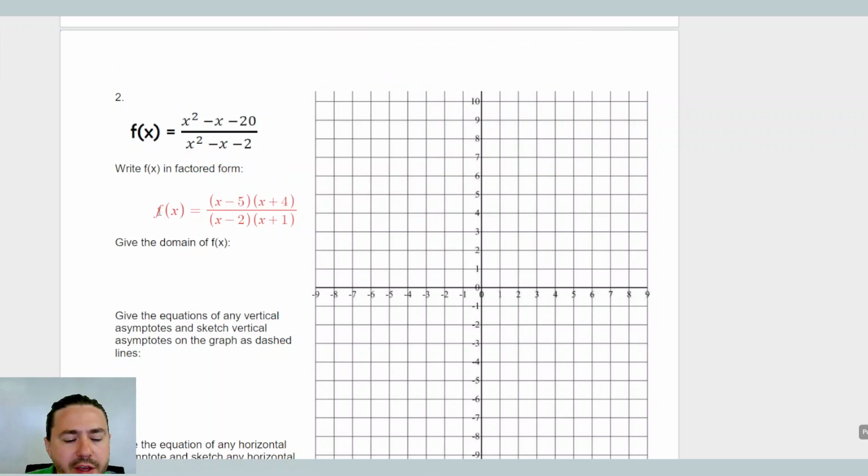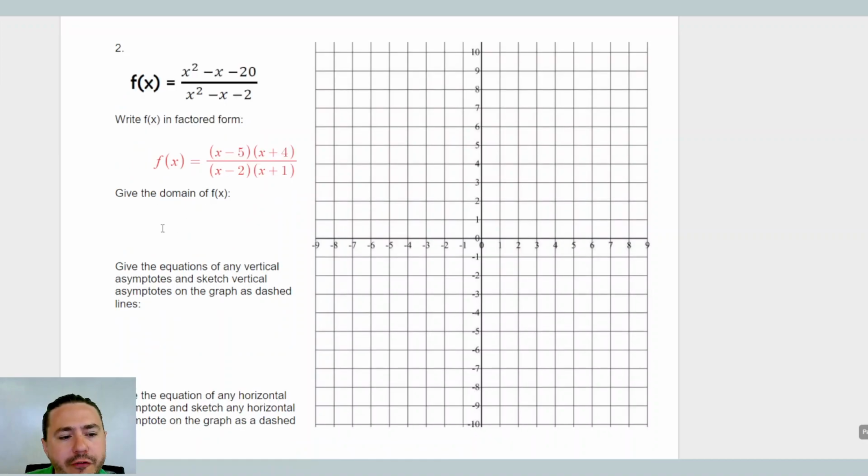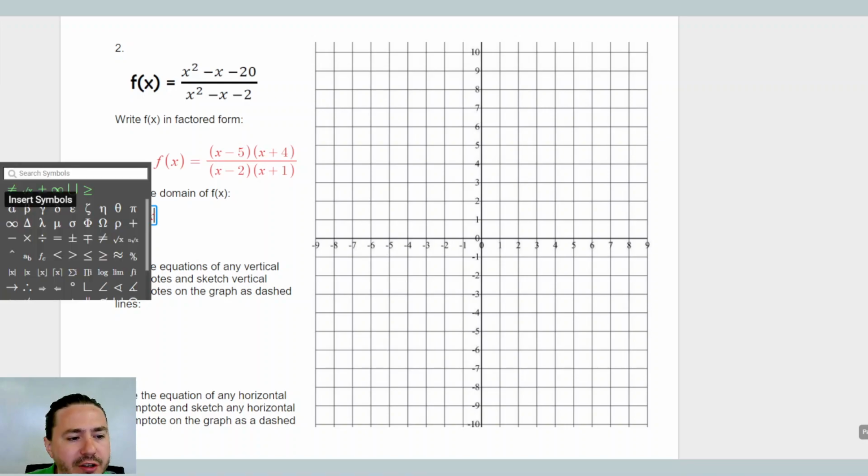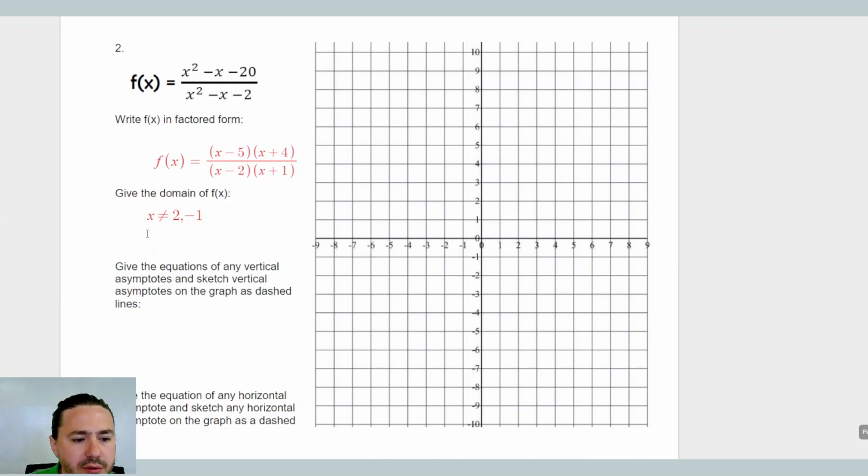Okay, so the domain here is going to be everywhere except where the function's undefined. So there's two ways you can write it, and I'm going to go ahead and just show you both ways. I think the domain is probably easier to write as an inequality when it's all real numbers except for two values here, which would be at 2 and -1. But if you wanted to write it using interval notation, you would say x is an element of, I'm going to have to grab that element symbol.